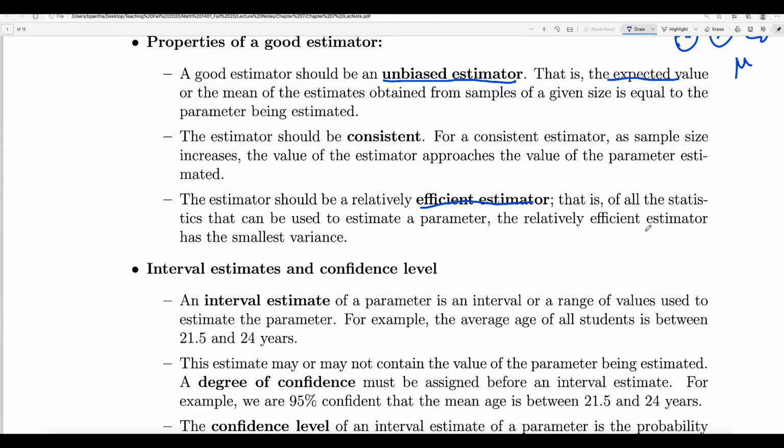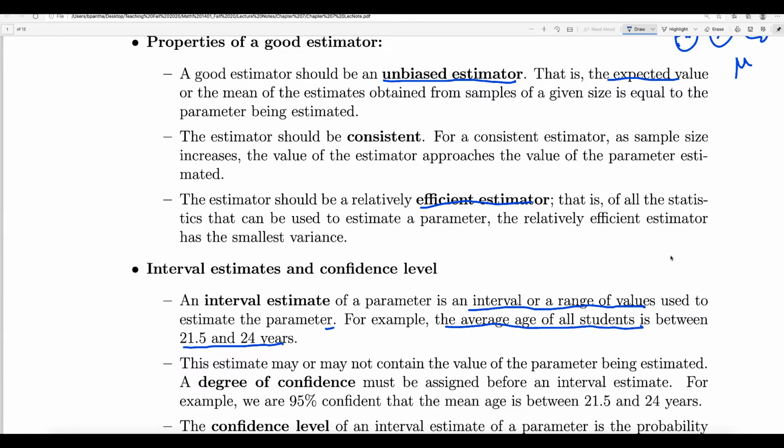So what would be a better way to say that? A more accurate way to give the estimate for the population mean is to give a range of values. For example, an interval estimate of a parameter is an interval, or range of values, used to estimate the parameter. For example, the average age of students is between 21.5 and 24 years. If you say that, it is more accurate.